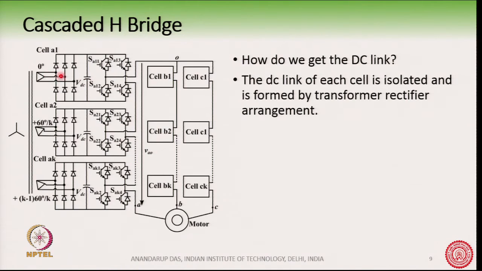but the DC link, which earlier we had shown with a battery symbol, is often made with rectifiers. So, 3 phase rectifiers with a capacitor here, that forms the DC link. And this DC link is isolated from the DC link of the next cell and from the next cell.